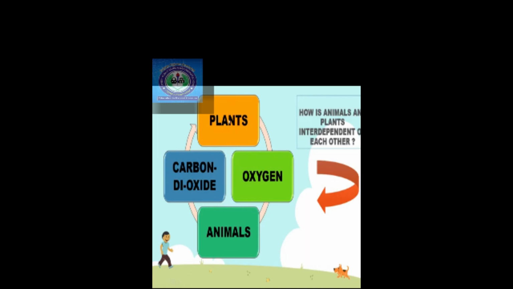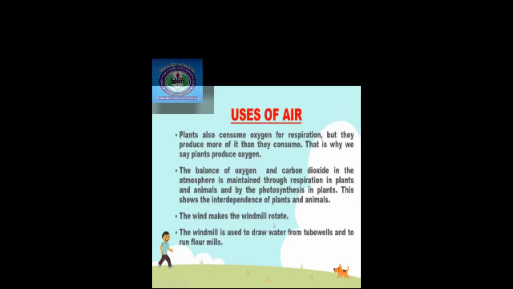If I delete plants from here, can this cycle be continued? No. If I delete animals from here, can this circle be continued? No. If we remove animals, nobody is there to provide carbon dioxide to the plants. And if we remove plants, then nobody is there to provide oxygen to the animals. So they are interdependent. Now let us have the uses of air, right?